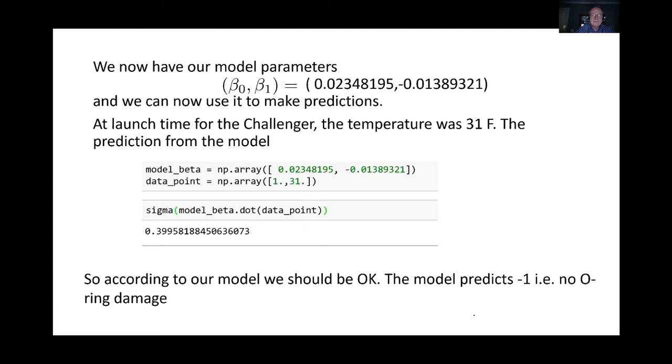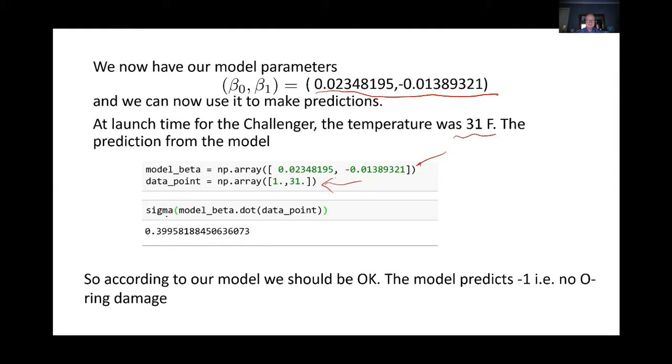So let's take these values here, beta 0, beta 1, equal to this. And now we try to make predictions. What was known is that at the launch time of the Challenger mission, the temperature was 31 degrees Fahrenheit. So it was below freezing. This is actually the coldest temperature that they had ever launched at. It was very cold. But our model says, okay, the beta is here, data point is here, temperature is 31, put in the 1, and let's see what the logistic function gives us with this. And we get 0.39, which means that this is less than a half, and so that would mean there should be no damage. So according to our model, it should have been okay. It shouldn't have happened.